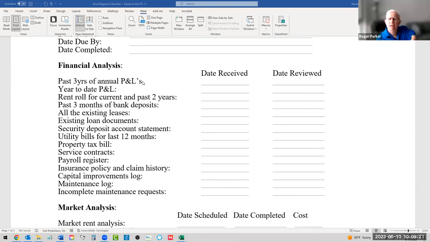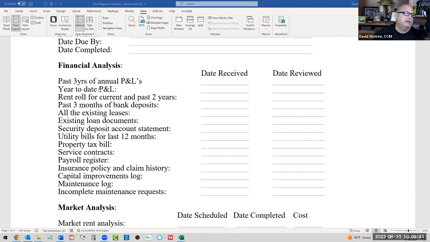Would it also be that's what your lender would want to see? Yes, Roger, that's exactly right. We want to see the trends, exactly like Stoney said. And the lender is going to require 3 years of financials. So we want to go ahead and collect all of that. So the date we received those items and the date we reviewed them.